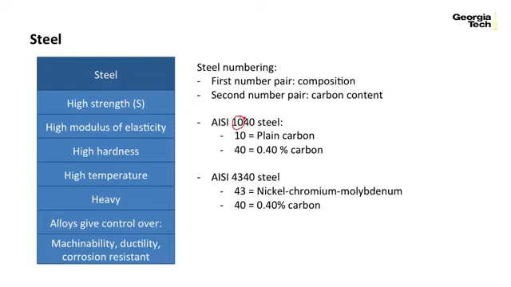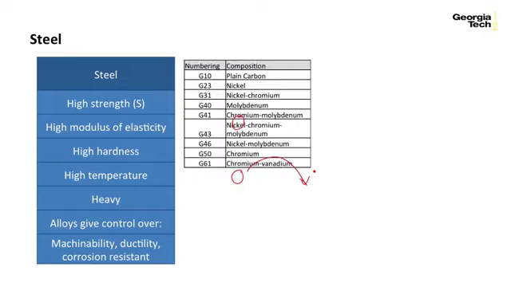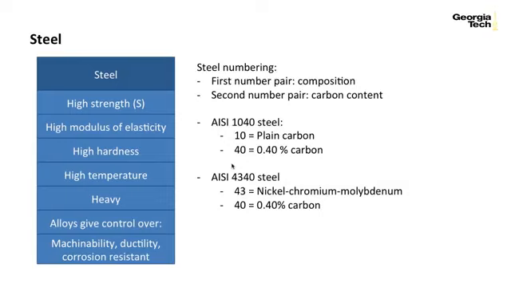For the AISI 4340 steel, the 43 indicates that it's a nickel-chrome-molybdenum, or nickel-chrome-moly, steel. There's a number of different pairs that designate specific compositions for steels. You can see them here. So we have plain carbon, 23 means nickel, 41 means a chrome moly steel, 46 means a nickel moly steel, 50 means a chromium type of steel.